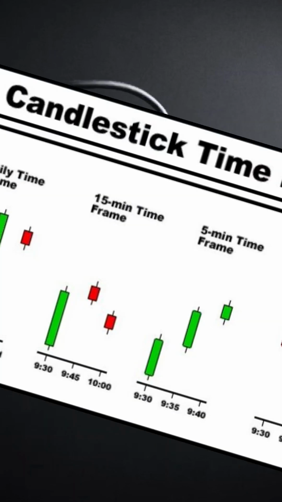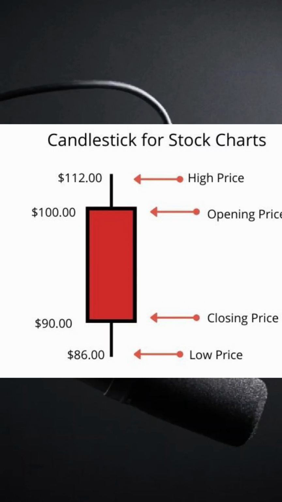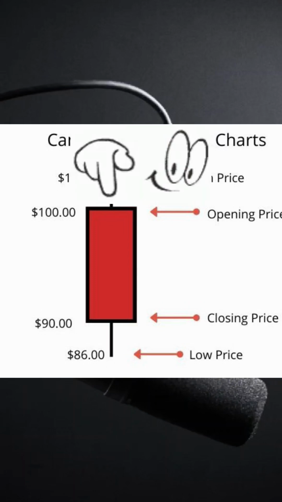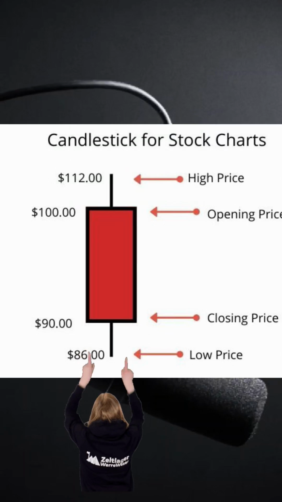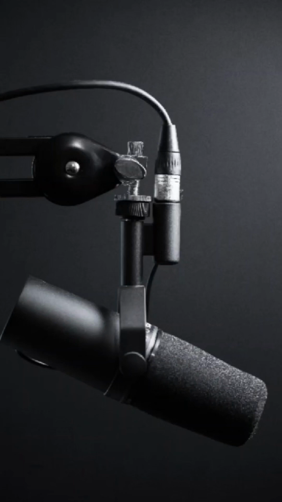A candlestick is a visual snapshot of what happened to a stock's price over a specific period of time. That time could be 1 minute, 5 minutes, an hour, a day. It is totally up to you and your chart settings. Each candlestick gives you 4 key price points. Where the price started, that's the open. Where it ended, the close. The highest point it reached, the high, and the lowest it dropped to, the low. It's like a tiny storybook about price action packed into one little shape.